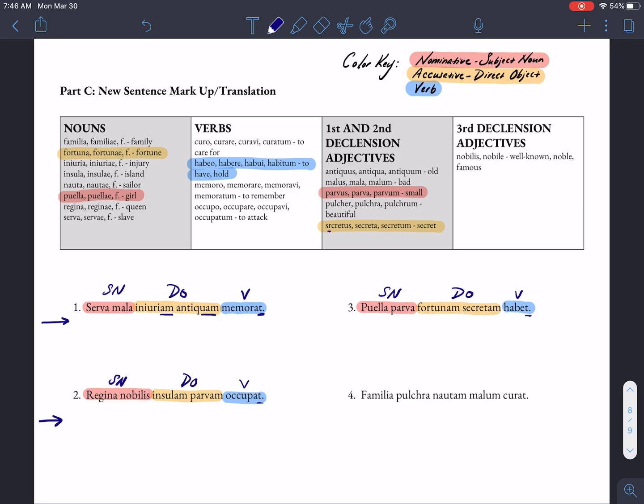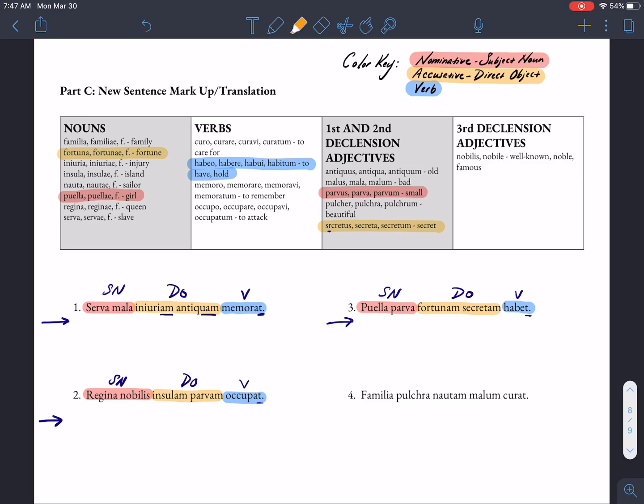If you'd like to now pause the video and write your translation here, you may do so. But when you're ready, press play, and we'll do the final markup of sentence 4. Okay, so please repeat after me. Familia pulchra, nautam malum, curat.